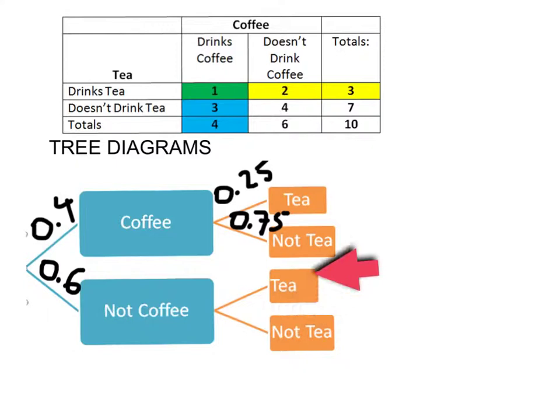So we find this last one here by looking at the tea drinking behaviour split out according to the non-coffee drinking group, and we notice that 2 out of 6 enjoy drinking tea, which is 0.33, and the other 4 out of the 6 don't drink tea, so that's 4/6, 0.67.